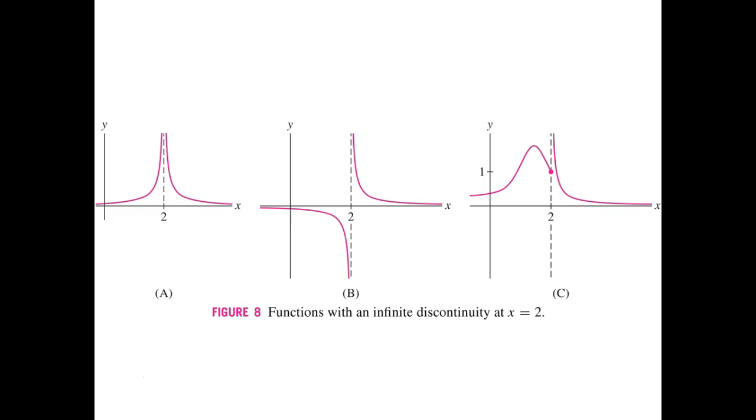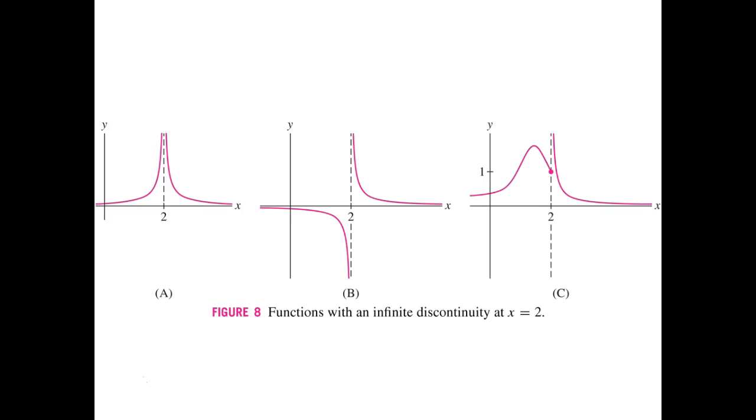Well, this one obviously not. This one, as x approaches 2 from the left, it's going to negative infinity. As it approaches from the right, it's positive infinity. Unless you're on a globe where that's going to match up somewhere on the other side, no, and they don't. That's an infinite discontinuity.